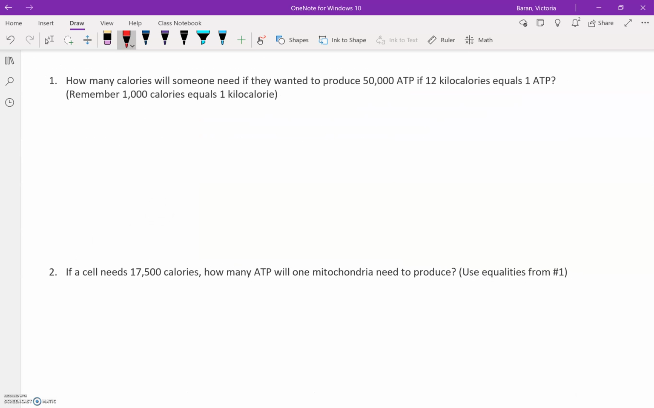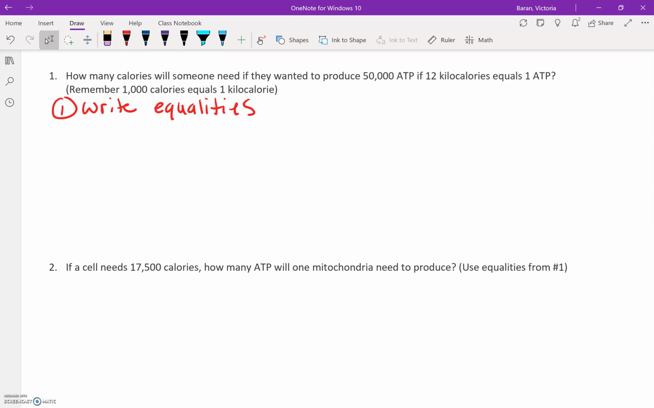So our first step with picket fences, if you need a little review, is to write your equalities. So essentially, what is equal to what? Sometimes those are provided. So for instance, 1,000 calories equals 1 kilocalorie. If you want to rewrite that, you could say 1,000 calories equals 1 kcal. That's the abbreviation that we use. So sometimes they will be provided to you in the problem. And other times you may have to read the problem to figure out what the other equalities are.